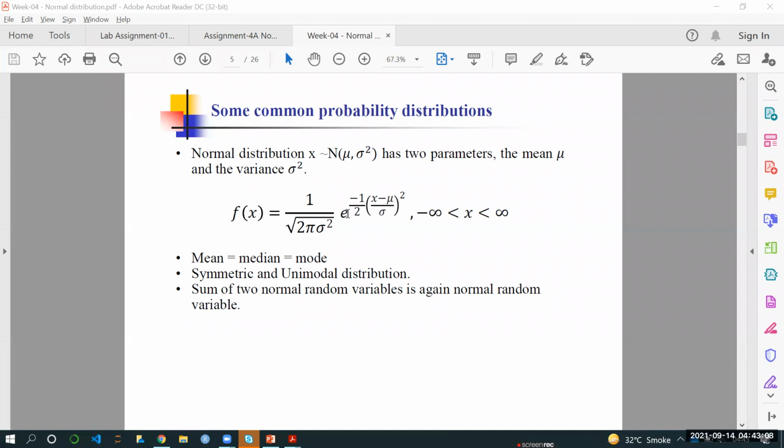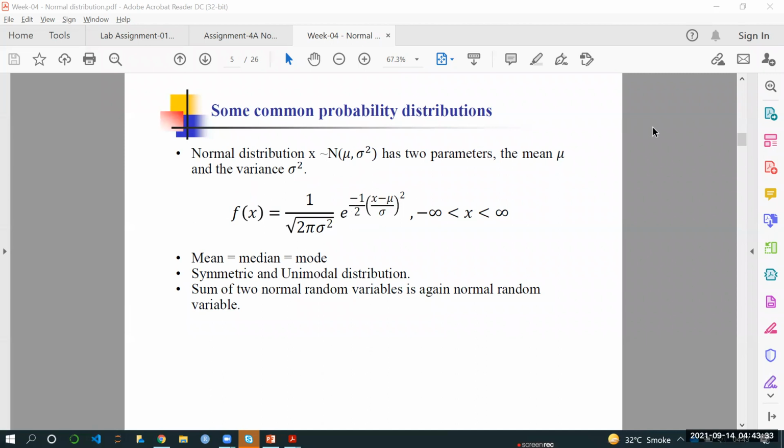So this is the exponential component. And you see in the exponential, we have something like (x minus mu) whole square. If you have any function like, I am typing in the chat window, e power minus x square, exponential minus x square.